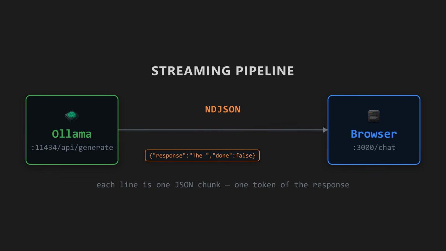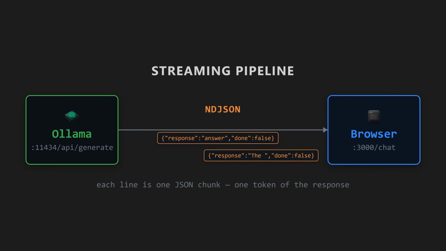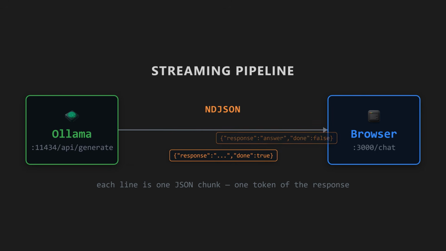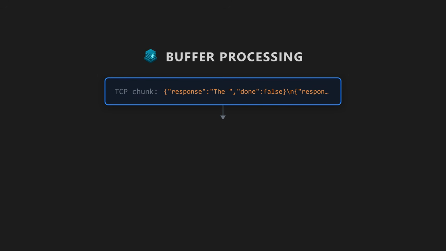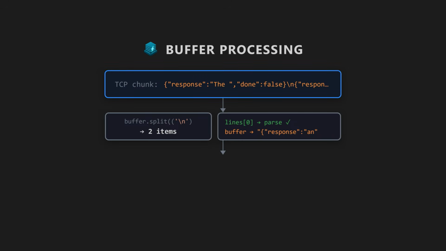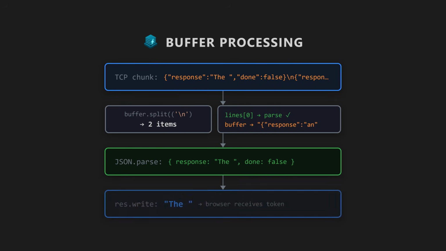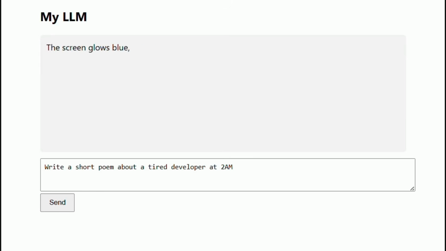Ollama uses new line delimited JSON for streaming. Each line is one chunk of the response. We buffer the chunks, split on new lines, parse each line, and write the response field back to the browser. The browser sees tokens appear in real time, same feel as ChatGPT.